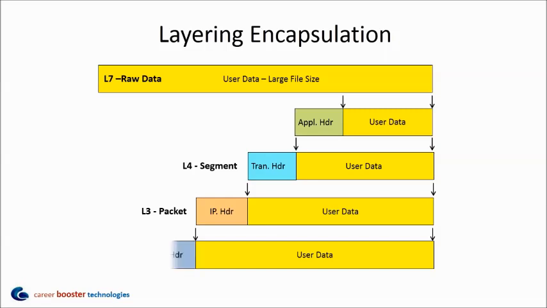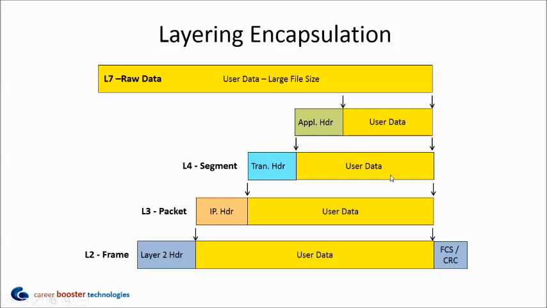So when a layer 2 goes, it has its own header added, and it is the only layer in the TCP/IP where it has a trailer too. So this is FCS, frame check sequence, or CRC, cyclic redundancy check. So this helps the error detection, whereas the header helps the other functions like framing and physical addressing.